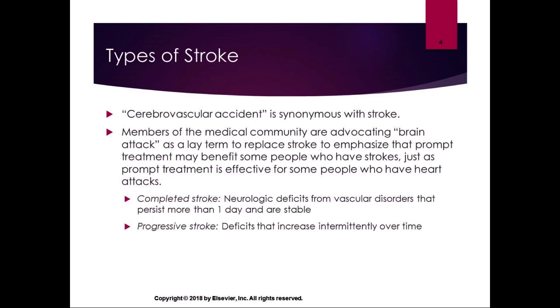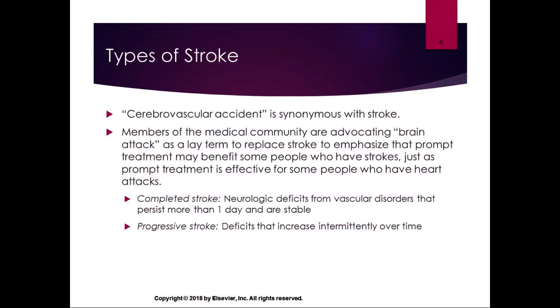So as soon as you notice something going on with someone, that's when you've got to get them right into the emergency room. So we classify the different kinds of strokes as to whether or not they are progressing. A completed stroke is where neurological deficits from vascular disorders persist more than a day, and they are stable. In other words, they're not getting worse. A progressive stroke is deficits that are getting worse. They increase intermittently over time.